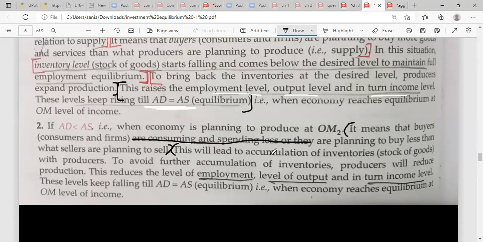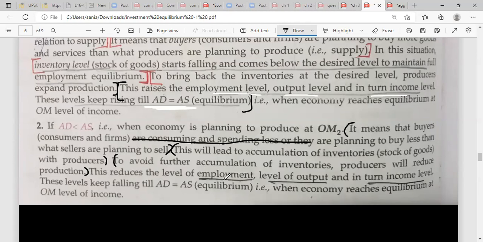So what will happen? This will lead to accumulation of stock of goods, right? If nobody purchases, I will keep on producing, but it will lead to stock. Here, the stock was falling because my sales were very high, but over here, I will get more stock. Now to avoid further accumulation of inventories, which is basically stock of goods, producers will reduce the production, right? If nobody is buying, why would I produce? I will stop my production.